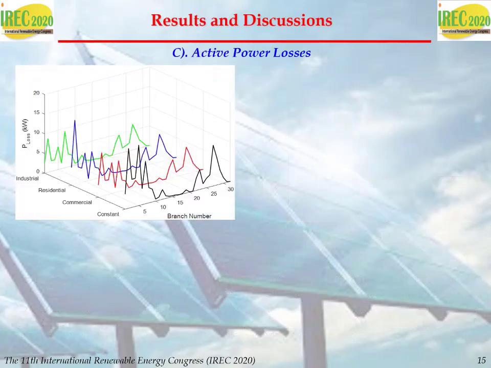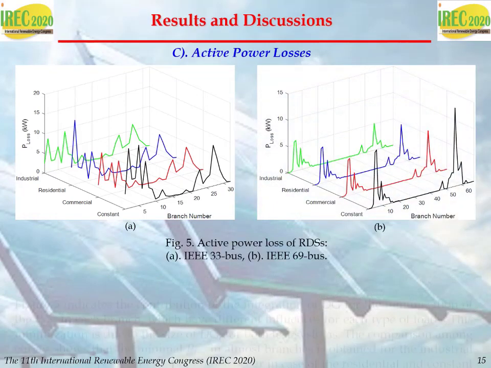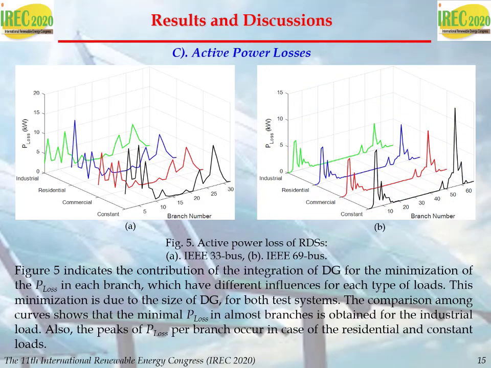The active power loss per branch for the two test systems is represented in figure 5, which indicates the contribution of the integration of DG to the minimization of the P loss in each branch, which has different influences for each type of load. This minimization is due to the size of DG for both test systems. The comparison among curves shows that the minimal P loss in almost all branches is obtained for the industrial load. Also, the peak of the power losses per branch occurs in the case of the residential and constant loads.